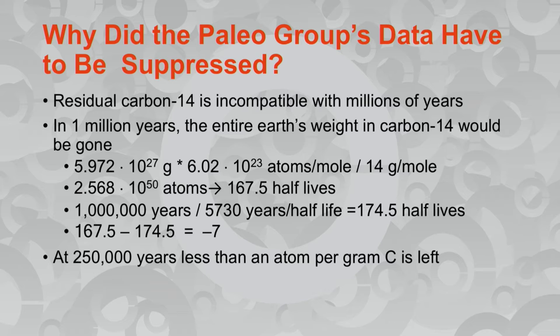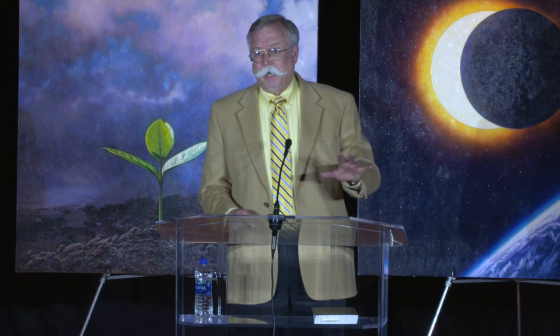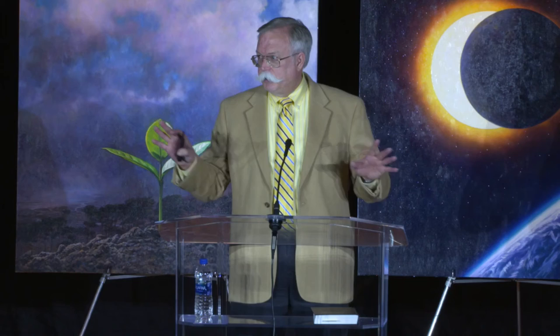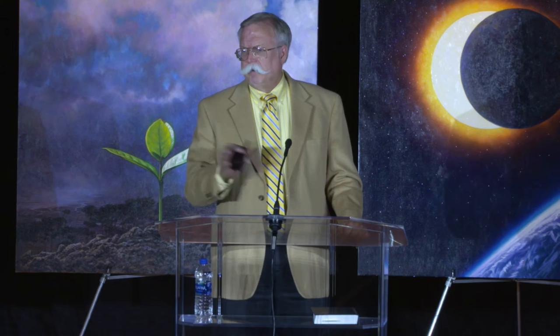Now, in fact, it's worse than that. At 250,000 years, you are down to less than an atom per gram of carbon-14 if you start with today's carbon-14 to ordinary carbon ratio. And considering that you're measuring maybe 2 milligrams and you're using about 2% of that in the machine, you should not have more than about one atom in 2,500 runs. Basically, it should be zero.